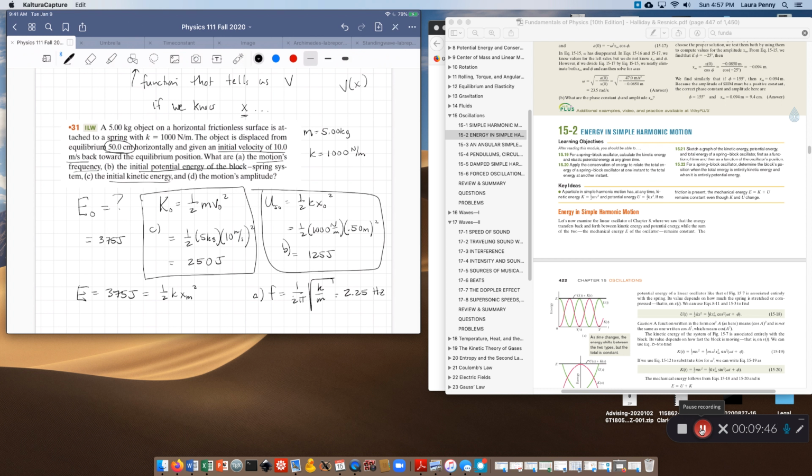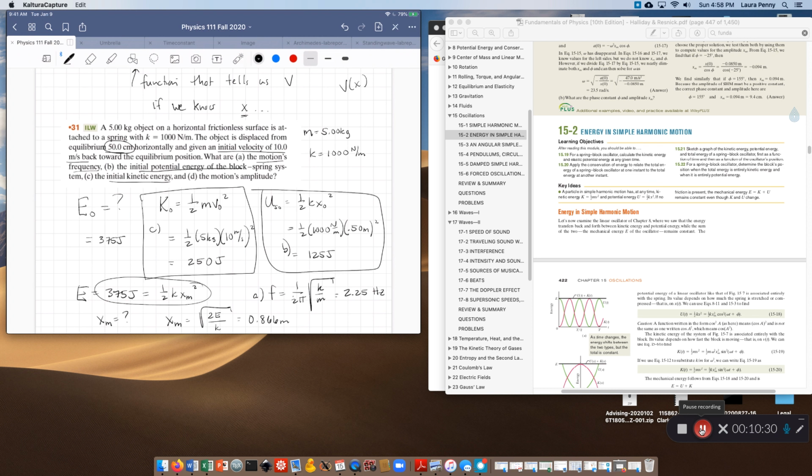Yeah, so part A is the frequency, B is the potential energy, C is the kinetic energy, and then the motion's amplitude, that's XM. And again, that's where we can use this equation. So the total amount of mechanical energy is 375. We can get that XM is the square root of 2 times the total mechanical energy divided by K, which comes out to be 0.866 meters.